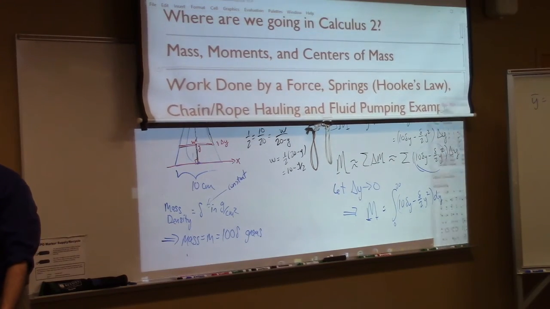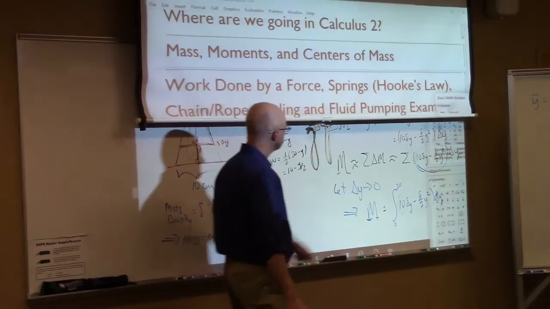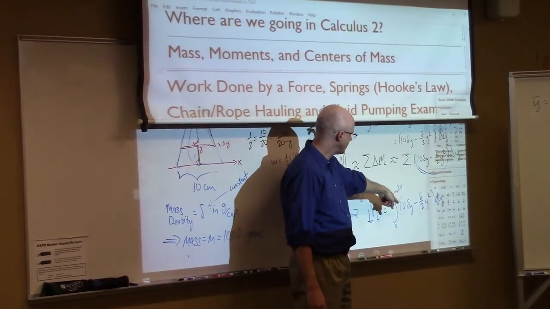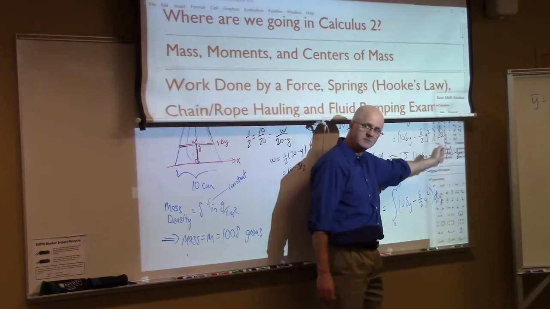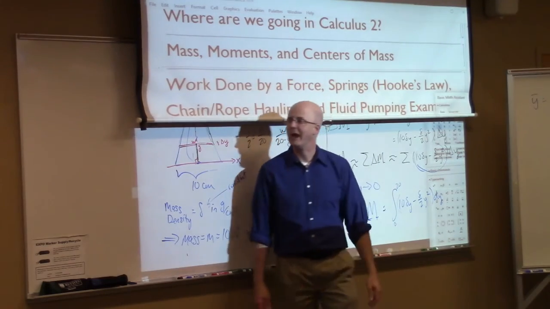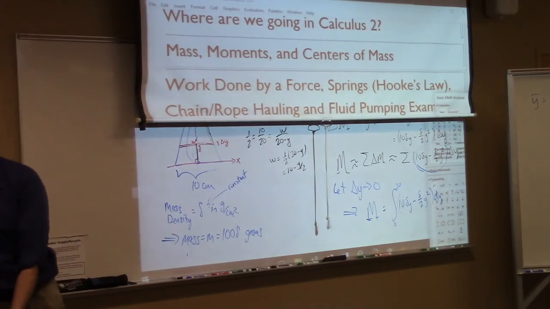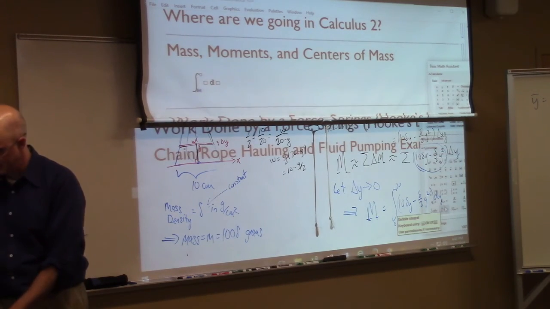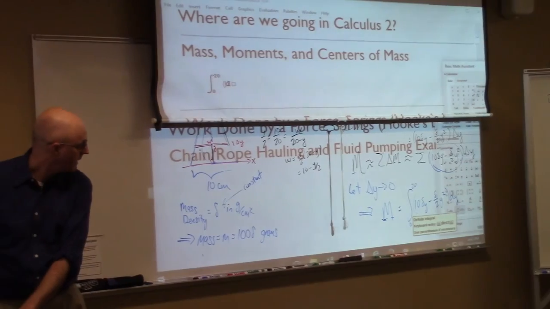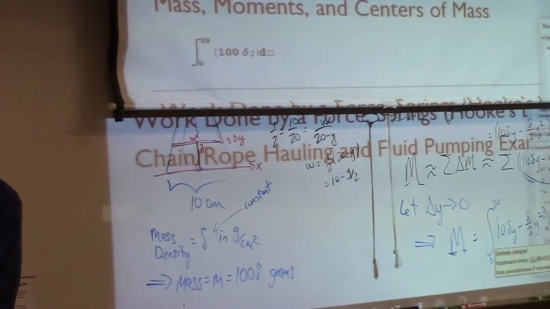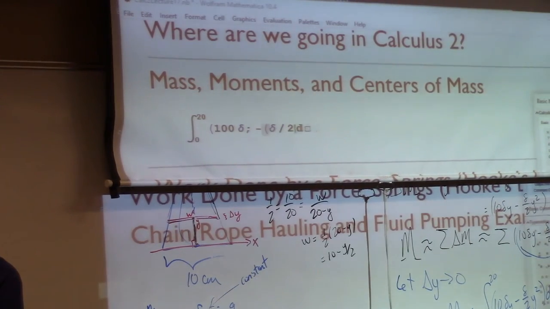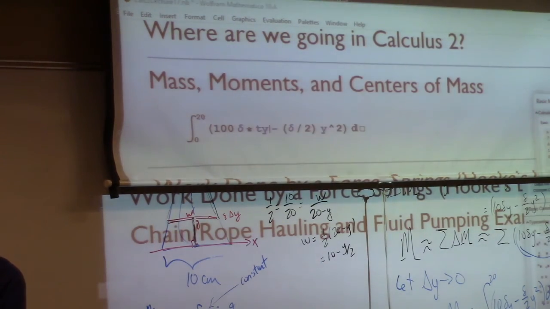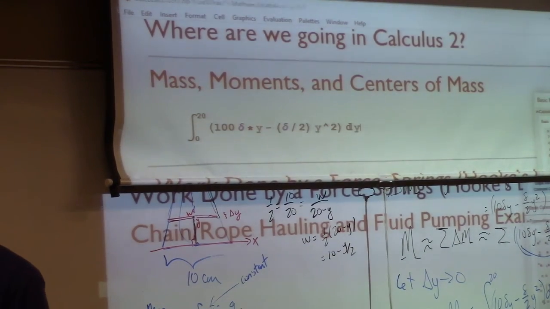Of course, it's not too hard to do that one by hand. Treating delta as a constant, integrate that. You get 5 delta y squared there, and you get minus delta over 6y cubed. Going from 0 to 20, you can definitely do it by hand without too much work. But for sake of time, we'll use Mathematica. 0 to 20, 100 delta minus delta over 2 y squared. Oops, forgot my y, didn't I? Y. Integrate with respect to y, that's our moment.